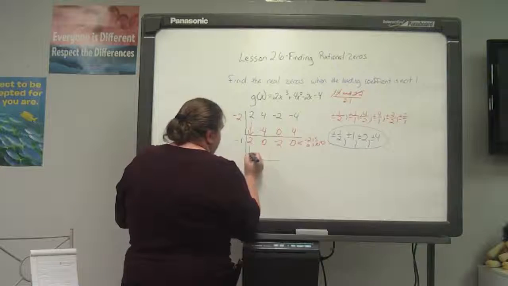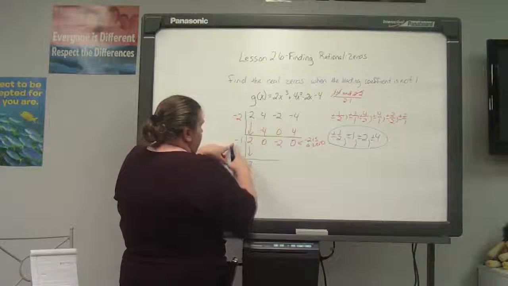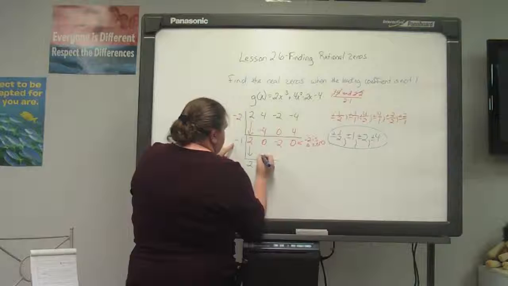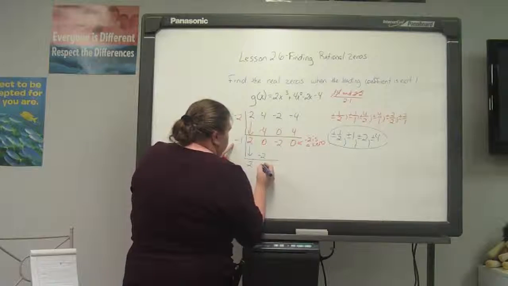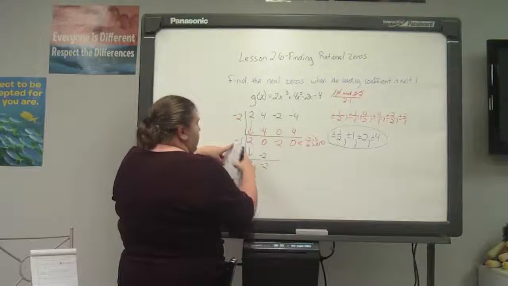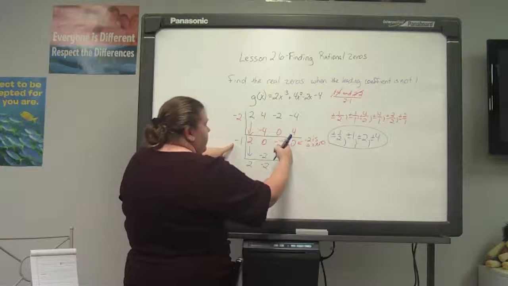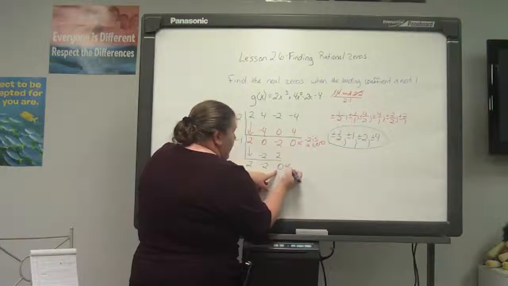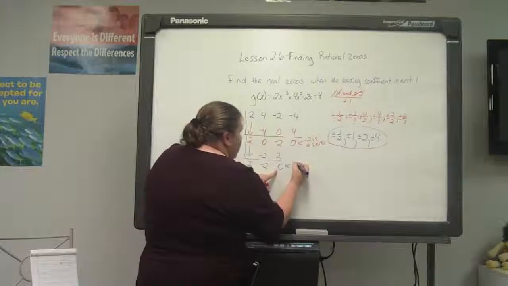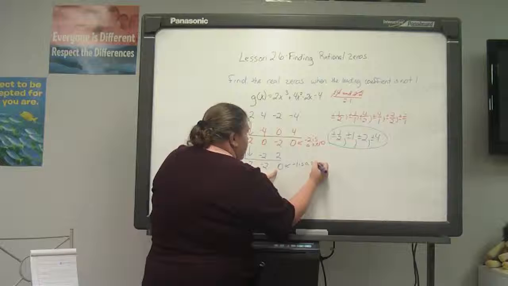We bring down our first coefficient. We multiply outside, negative 1 times 2 is a negative 2. 0 plus a negative 2 is a negative 2. A negative 1 times a negative 2 is going to give me 2. And a negative 2 plus 2 is 0. So again, because my remainder is 0, I can say that a negative 1 is a 0.